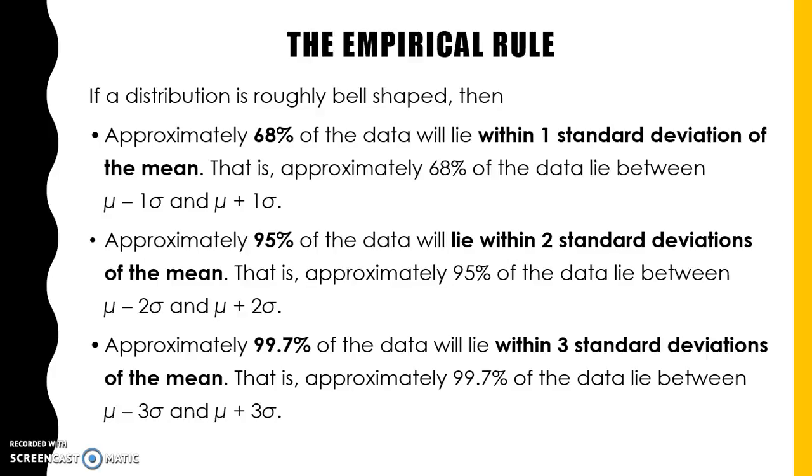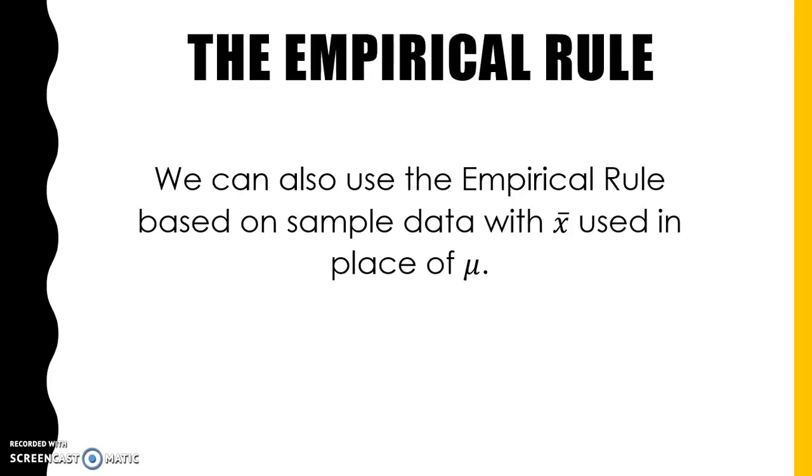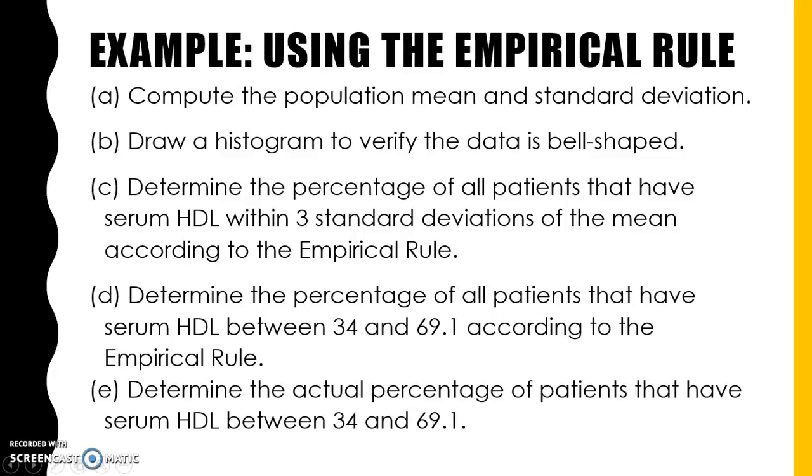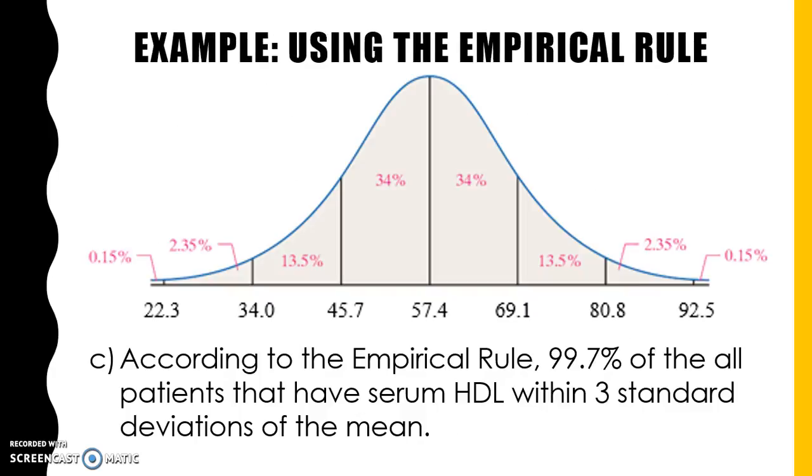You want to commit those values to memory: 68, 95, 99.7. If you can figure out how to obtain those values here from the 0.15, 2.35, 13.5, and 34, then you don't need to memorize those. If you're having a little bit of difficulty with that, you want to do that, and I'll have a video that shows you how to go through that as well. We'll go through an example of the empirical rule.